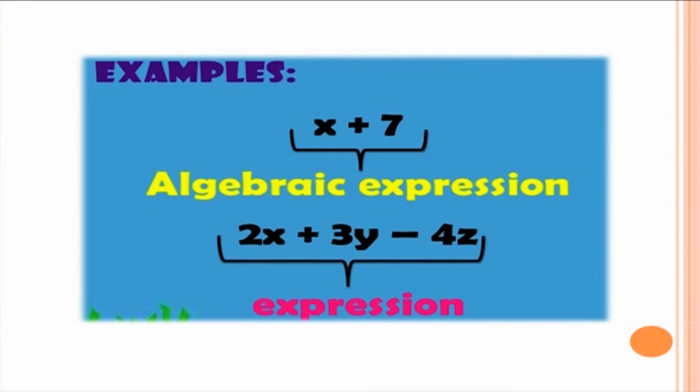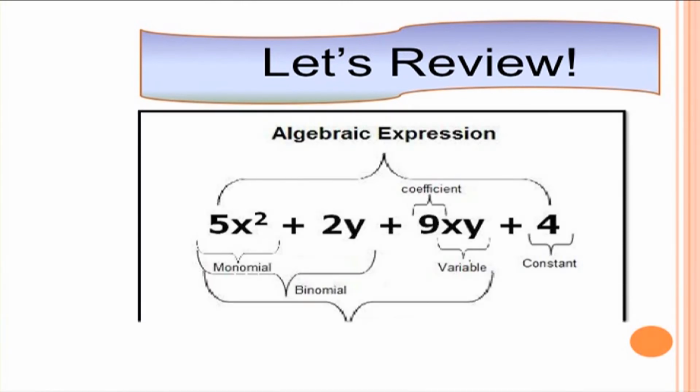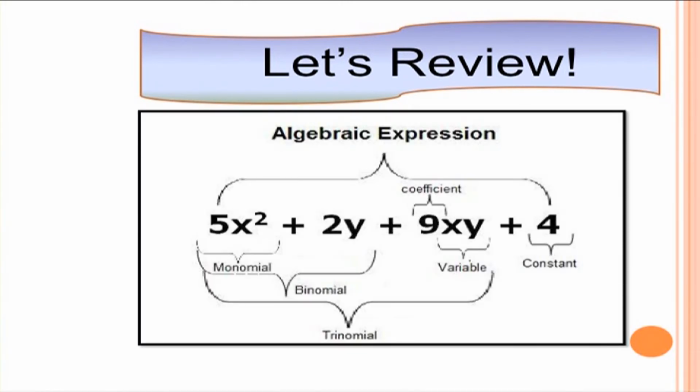So let's review what we have done till now. 5x square plus 2y plus 9xy plus 4 is an algebraic expression where 5x square, 2y, 9xy and 4 are terms. In 9xy, 9 is called the numerical coefficient and x and y are the two variables, and 4 is a constant.